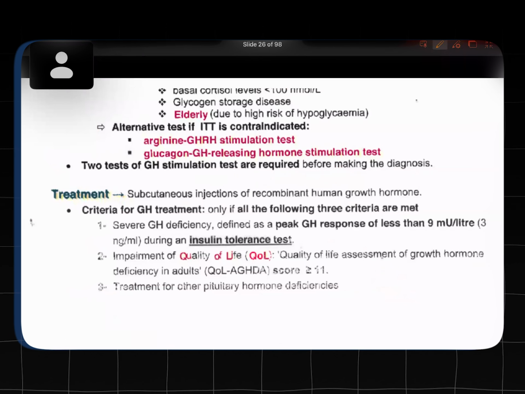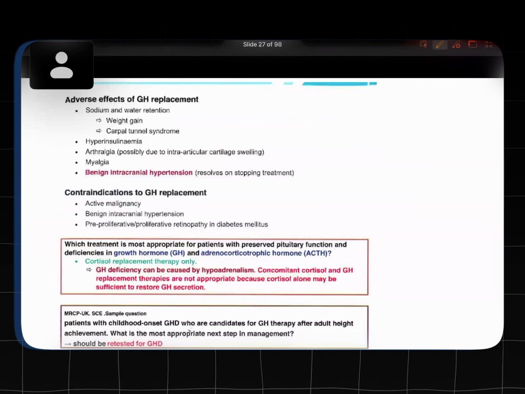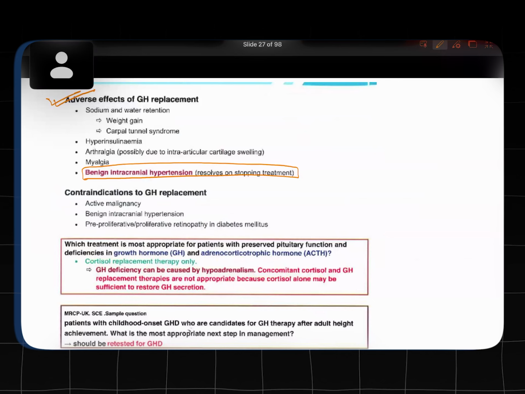Treatment, obviously, if there is severe growth hormone deficiency, if this criteria is met, then you have to start. Impaired quality of life, treatment of other pituitary hormone deficiencies, then growth hormone. Because growth hormone is the last hormone to be replaced in a case of panhypopituitarism. That is also another question. So why are we so careful about replacing growth hormone? This is because benign intracranial hypertension is a side effect, and it is a reversible side effect, because if you stop the growth hormone, then it resolves. Other than that, carpal tunnel syndrome and weight gain can also occur.